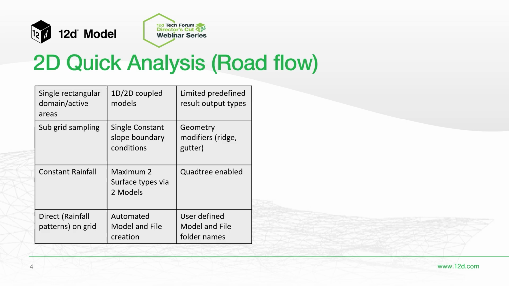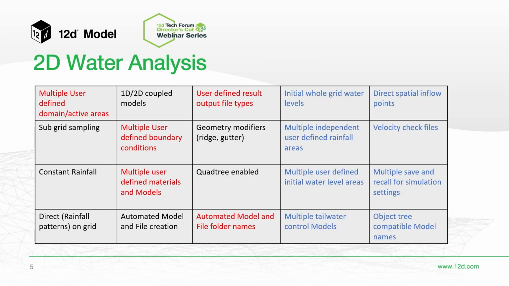So what extra can you expect from the 2D water analysis? Well, a lot of those limitations have been removed from the 2D quick analysis to the 2D water analysis. You can now have multiple user-defined active areas. You can have multiple boundary conditions, multiple defined materials, and you can have your user-defined output file types. And then we've added a whole heap of new features, which are the ones in blue, over and above what you can do within the 2D quick water analysis.